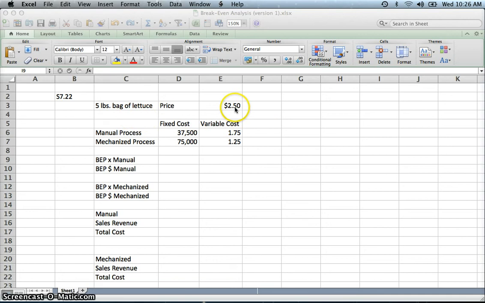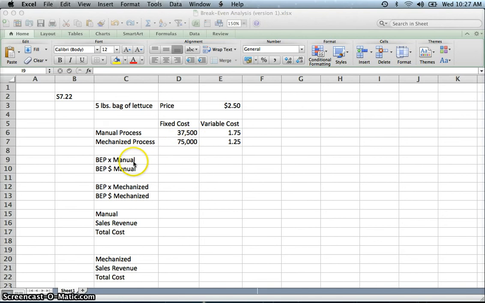We sell them for $2.50, and there are two processes that we are looking at. We have a manual process that has a much lower fixed cost, but our variable cost is much higher. We can go to more of a mechanized process where we buy additional equipment. The advantage is the variable cost goes down, but the fixed cost goes up. And this is very typical.